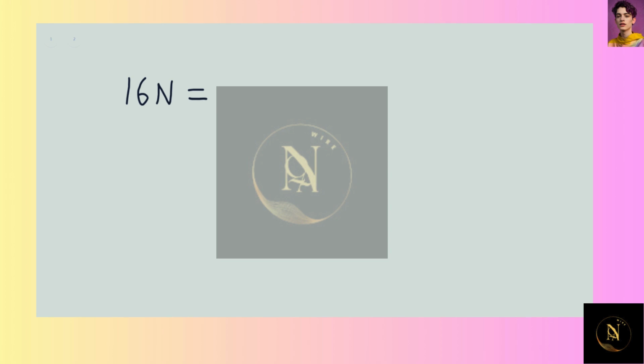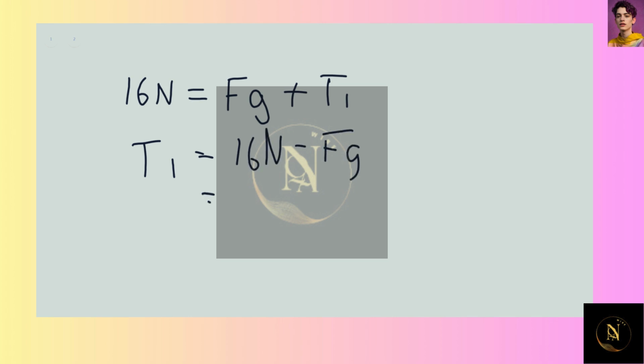So we have 60 newtons equals Fg plus T1. Now, we know the mass of the object as well. It's 0.2 kilograms. So, if we want to solve for the tension, we can rearrange to say that T1 equals 60 N minus Fg, which we can then plug in values for.